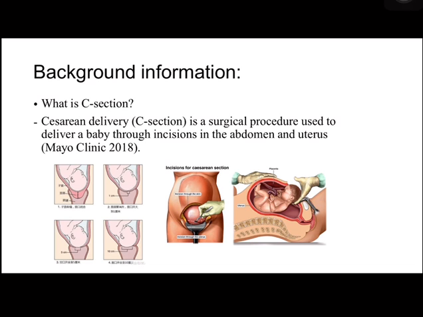On the contrary, the pictures here present the process of C-section. The doctor first cuts through the mother's skin and then cuts through her uterus to take the baby out.